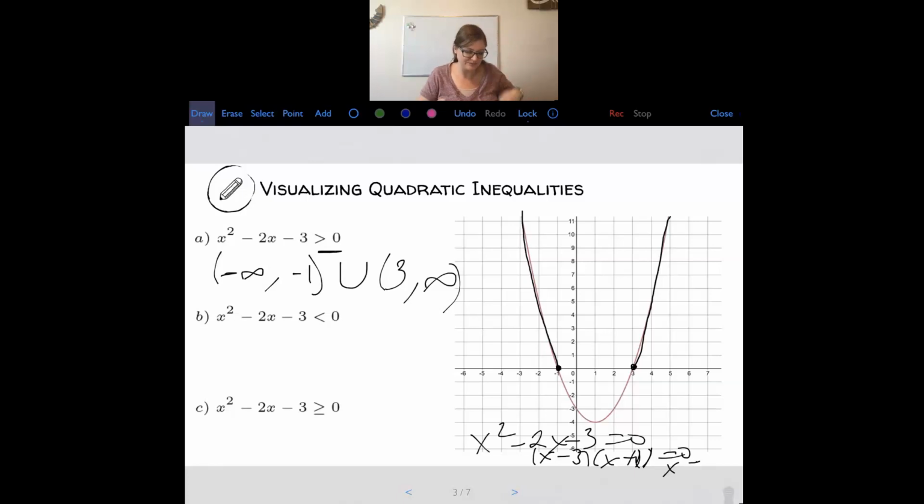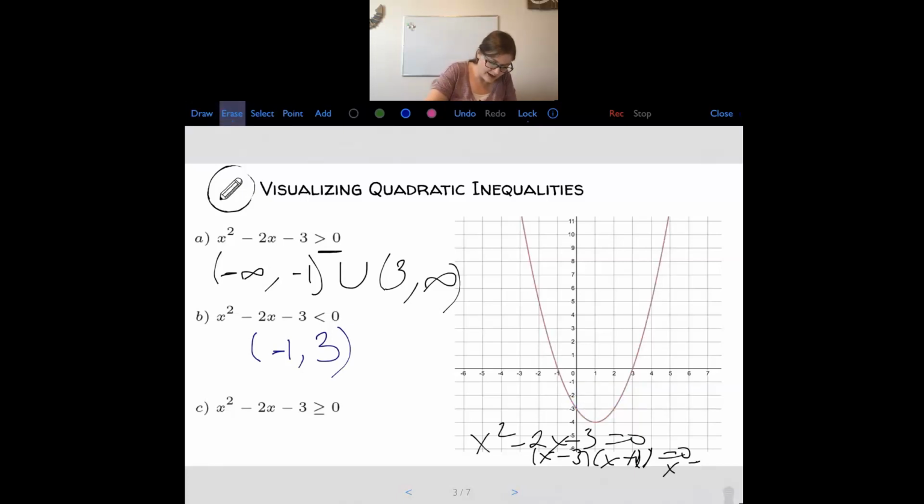For part B, we're talking about where our quadratic is less than 0, which means where it's negative or below the x-axis. So this is talking about right here. Okay, so the leftmost endpoint is -1, and again, it's not equal to 0, so it gets a parenthesis, and then it goes to 3. Okay, I'm going to erase the markings now and do the last one.